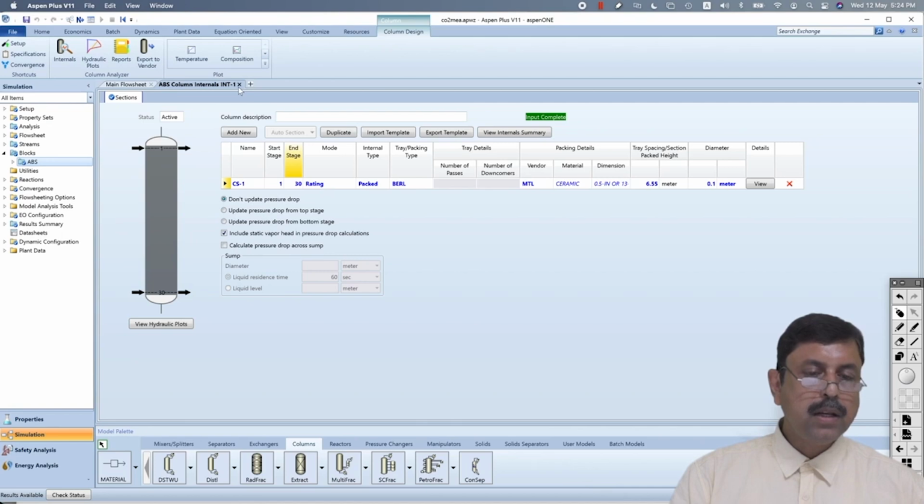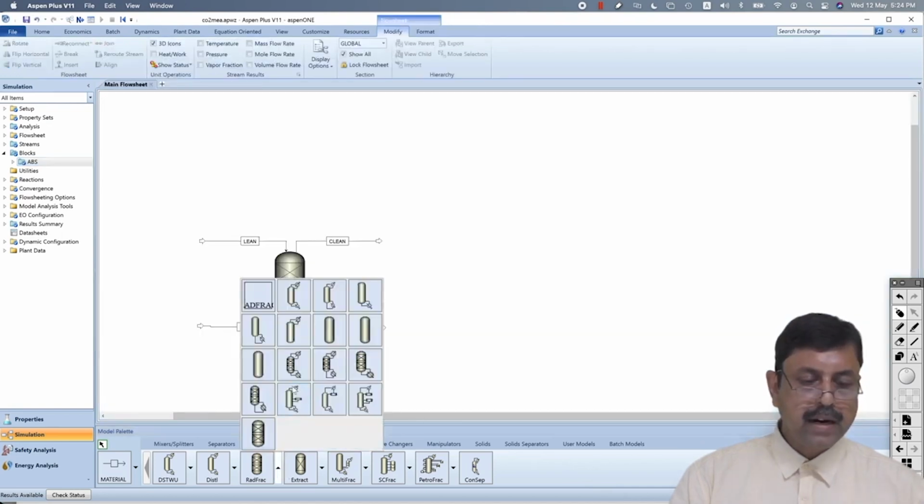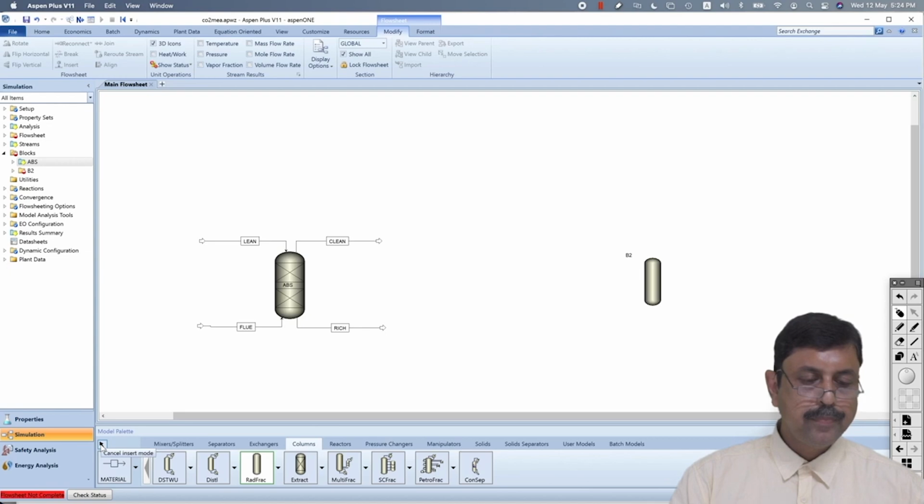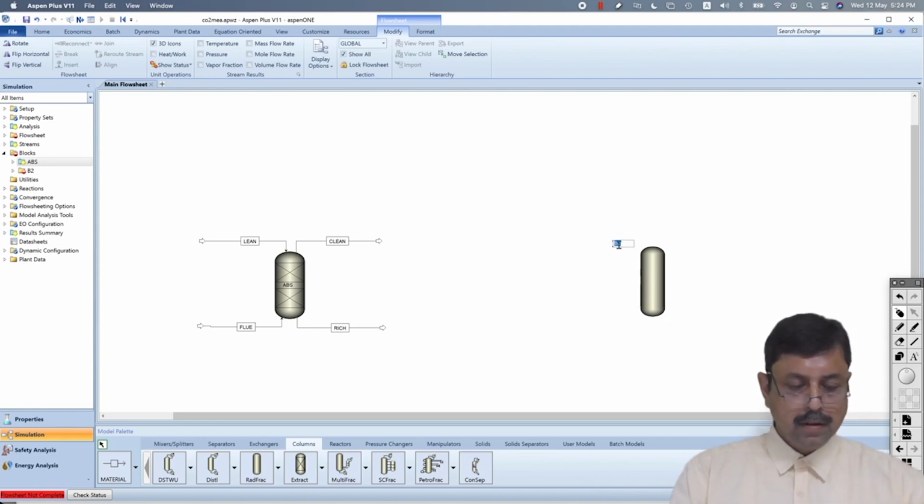So in the stripping column, again we will choose a RadFrac column. This time let us choose this type of icon. And let us increase the size a bit. Okay. Let us rename it as stripper, STR.